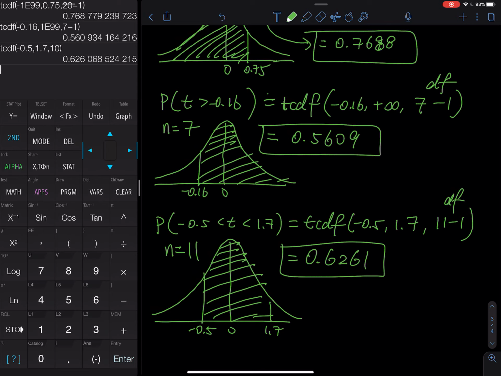So the next thing is I want to do inverse t. Let's change color for that.